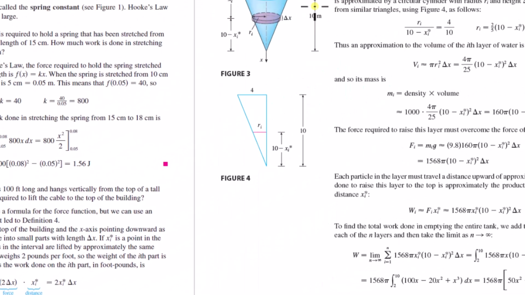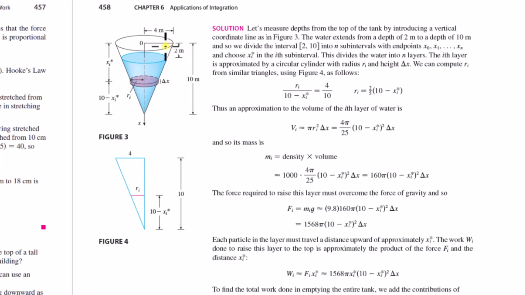All right, so what they're saying here, we've got this inverted cone with a height of 10 meters and a base radius of 4. It is filled with water to a height of 8 meters. Find the work required to empty the tank by pumping all the water to the top of the tank. So we want to take all of this water and move it to a height of 10 meters. What's the work done to move all of this water to a height of 10 meters? Well, what you should see here is that this is a perfect problem for integration.